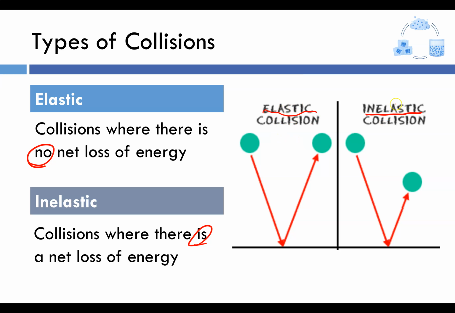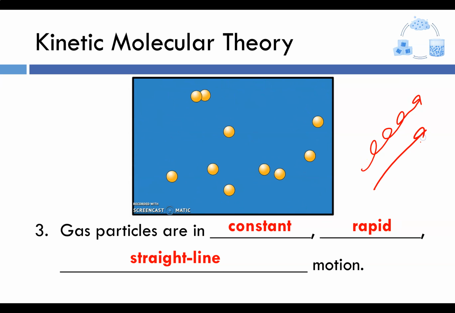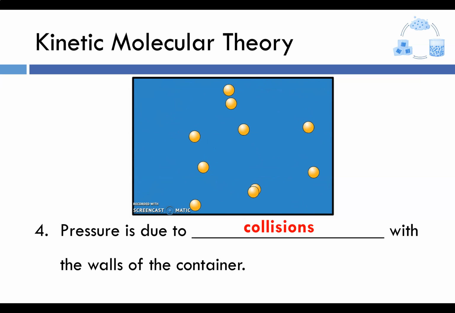In a gas, particles are in constant, rapid, straight line motion. Gas particles will never stop. They're moving pretty quickly, especially compared to the particles of a solid or a liquid. And they're not doing any crazy loop-de-loops. They're moving in a straight line. And our last one, pressure is due to collisions with the walls of the container. So if we're going to measure pressure, which is just kind of a unit force per area, it's all about how hard those gas particles are smashing into the wall of the container.